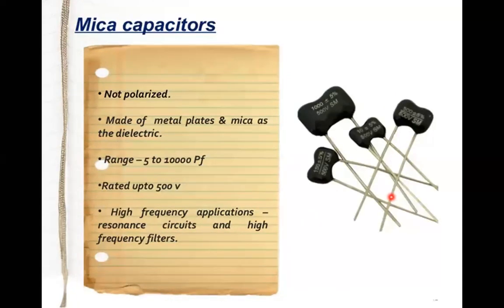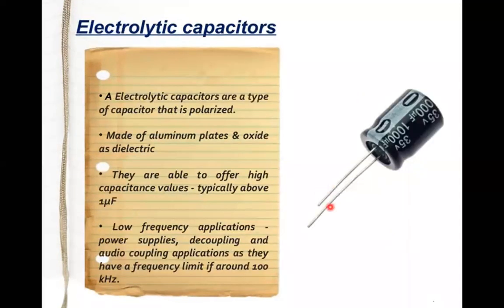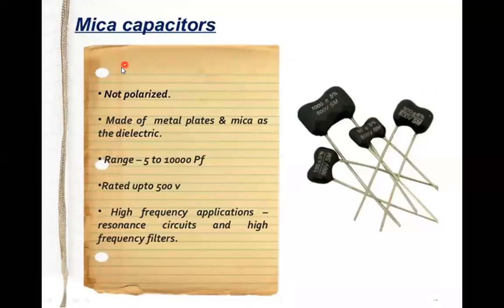Mica capacitor. Mica capacitors are not polarized. What is non-polarized? A non-polarized capacitor is a type of capacitor that has no implicit polarity. You can see these two metal wires are of equal length, whereas here they are unequal. Unequal in the sense that the shorter length says it is negative and the longer length says it is positive. Whereas in the case of the mica capacitor, they are non-polarized. It means both the terminals, both the metal wires, are of equal length. So it can be connected either way in the circuit because they are not polarized.